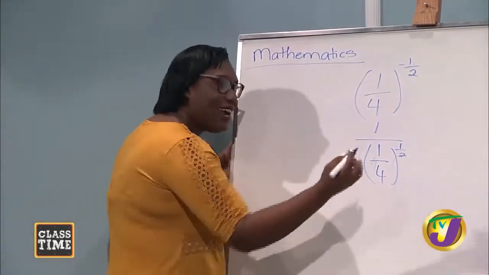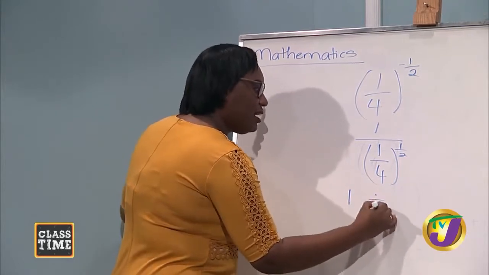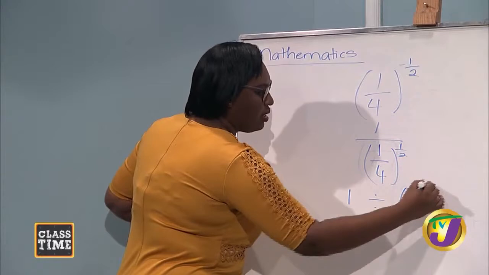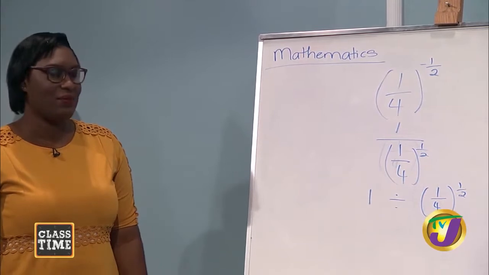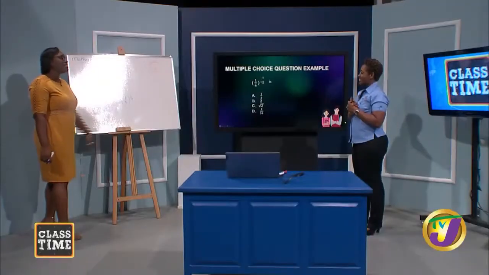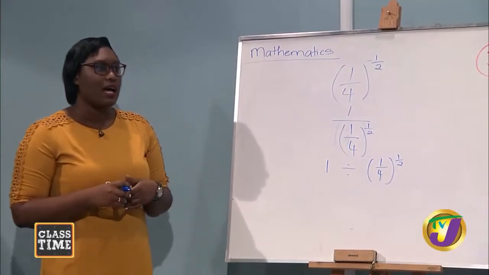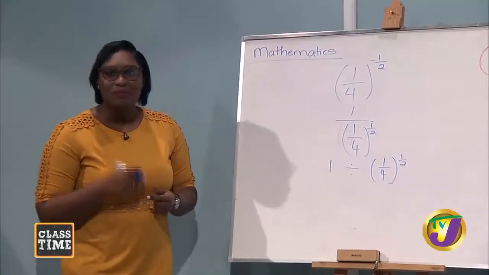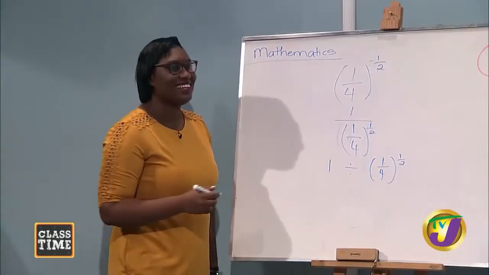Let's rewrite it in a form that is more user-friendly. So it's 1 divided by a quarter raised to the half power. We got this. Let's deal with 1 divided by a quarter. Do we do that first? No, we have to go to the powers first, because the law of indices says we do the exponent first. So let us do that.